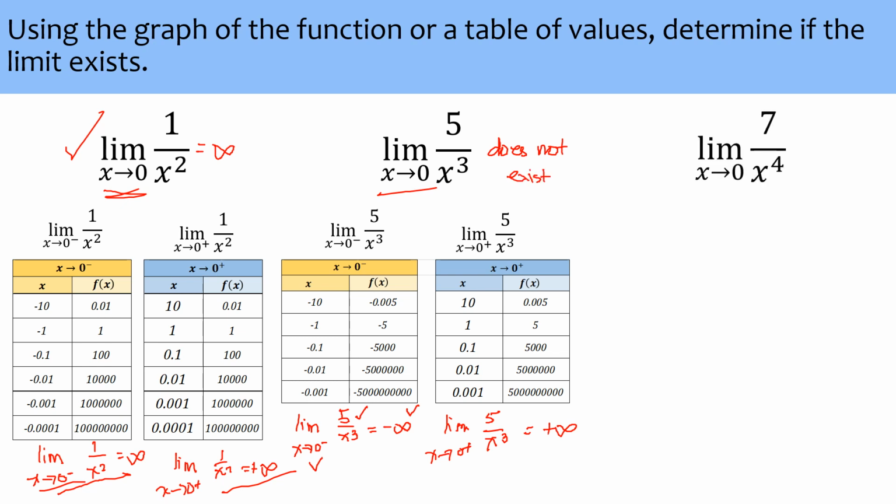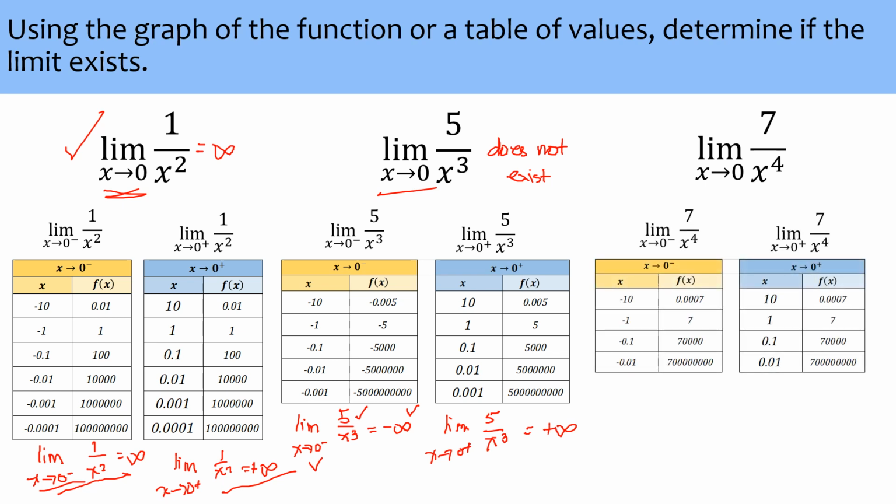So, last example here. I hope you really are getting the pattern already. We have the limit of 7 over x to the power 4 as x approaches 0. Again, left-hand limit, right-hand limit. So for the left-hand limit here, values of x, values of y. Again, I am now getting positive values for y because I am using 4, which is an even power. So therefore, we say that the limit of 7 over x to the power 4 as x approaches 0 from the left would be +infinity.